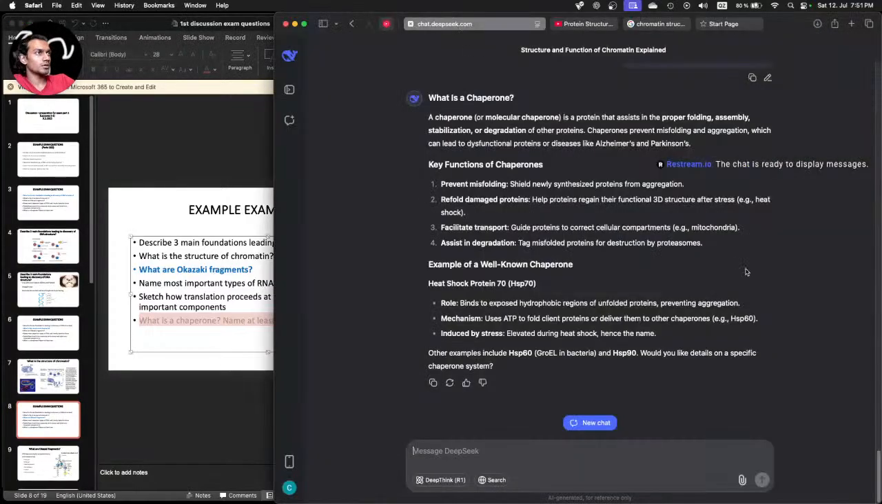Chaperone. So these are proteins that help in folding, aggregating, or degrading a protein. It's really interesting. There's a lot happening inside a really small thing.